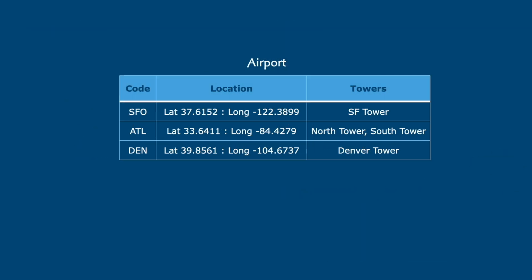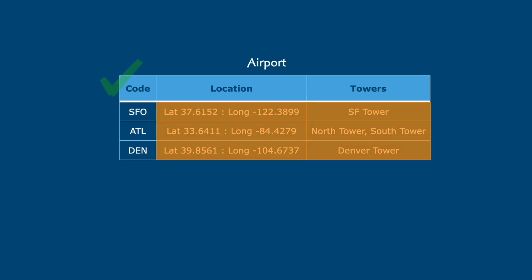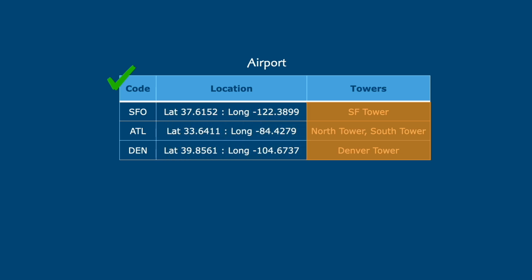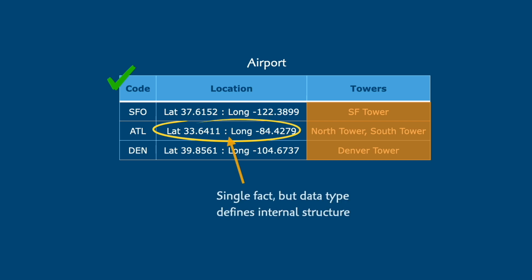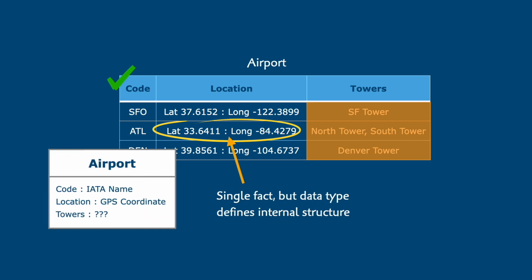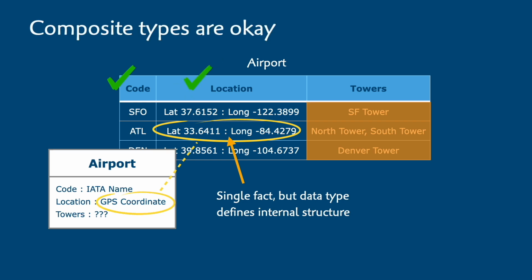Here is another case with troublesome cell content. The first column is just the airport code, so no problem there. Now the second column might look suspiciously like two facts jammed together, but it's just a location expressed in GPS coordinates. Where's the aircraft right now? It's here. So it's really a single fact with some internal structure. This is okay as long as the data type and its supporting operations are well defined. I'll cover the definition of types in a future video.